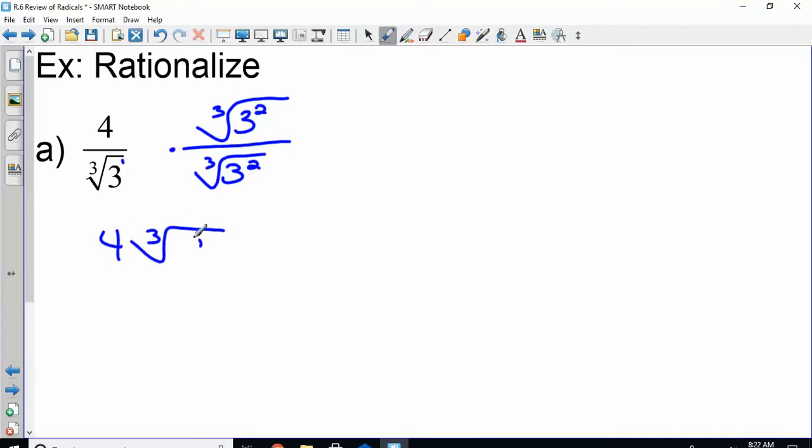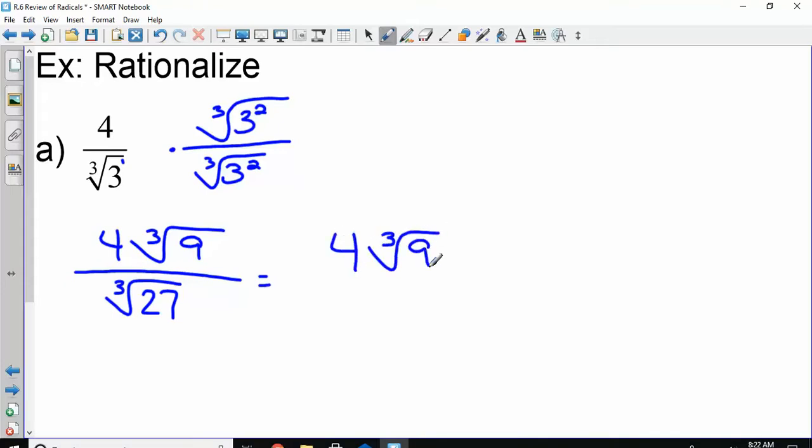Okay, 3 squared is 9 over, you could write this as 3 to the third on the bottom if you wanted, or 3 times 9 is 27, whatever you prefer. Can you do the cube root of 27? Yeah, that is 3. So you get 4 cube root of 9 over 3.